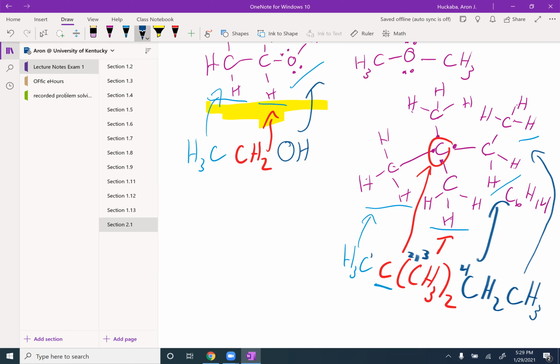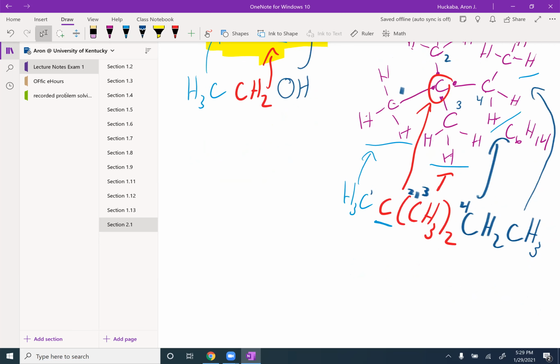I'll draw them in the structure here. 1, 2, 3, four different things bound to it. Those are substituents. So this is almost a really good way of talking about structures, but we still get kind of confused because of just the nature of reading from left to right these condensed structures here.